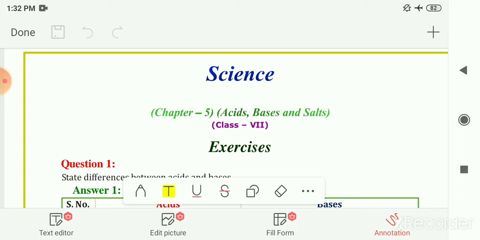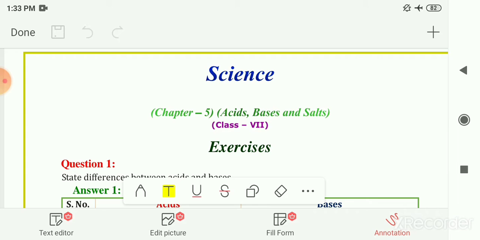Next we had seen examples of bases. So baking soda, washing soda, soap, lime, slaked lime, sodium hydroxide, or you can also say caustic soda, etc. are basic substances and they feel soapy when you touch them. So these are the examples of bases.